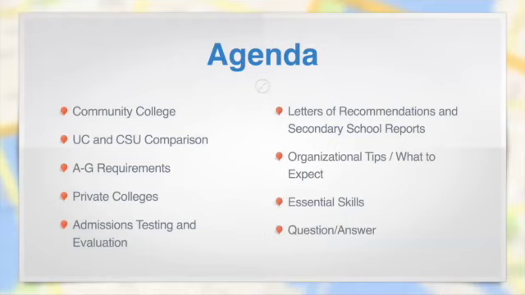So we're going to talk a little bit about community colleges. We're going to talk about UCs and Cal States. We are going to touch upon the A through G requirements, private colleges, admissions testing and evaluation. I know there's a lot of questions surrounding that. Letters of recommendation, as well as secondary school reports, organizational tips, some essential skills, and of course, the question and answer. So I do want to thank you all for submitting your questions through the Google form. If they weren't answered in the natural progression of the presentation, I will address them at the very end. So not to worry, I got them. So thank you for taking the time, and I want to make sure I can address all of those concerns and questions.